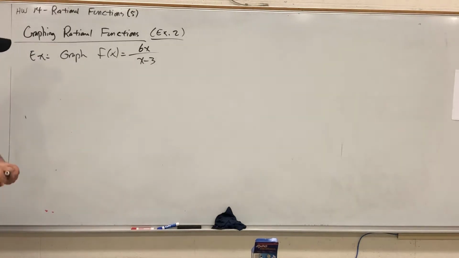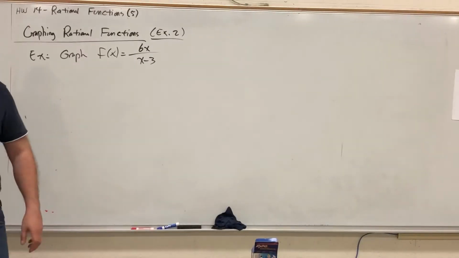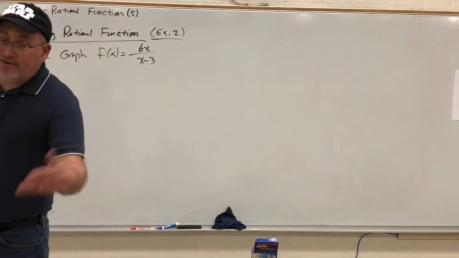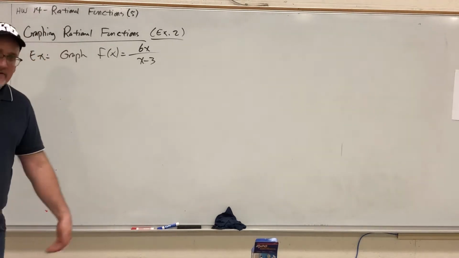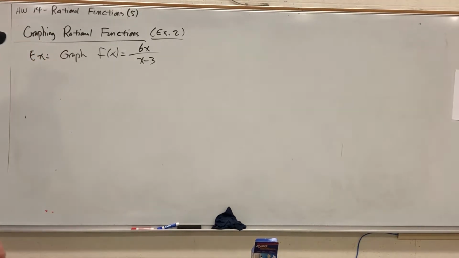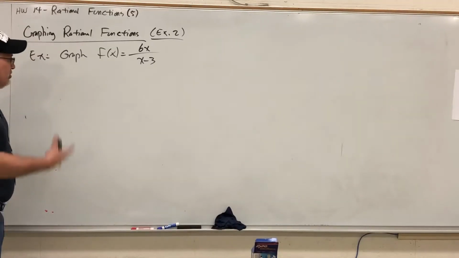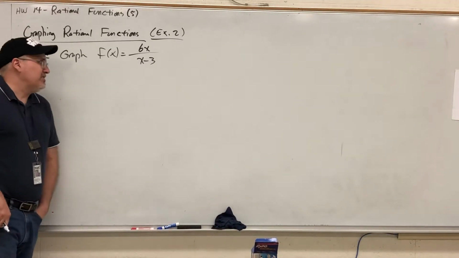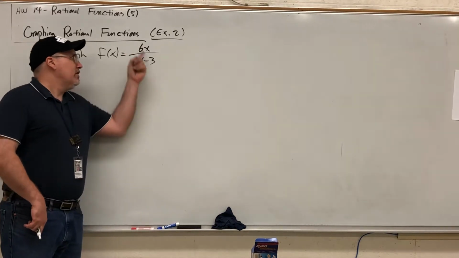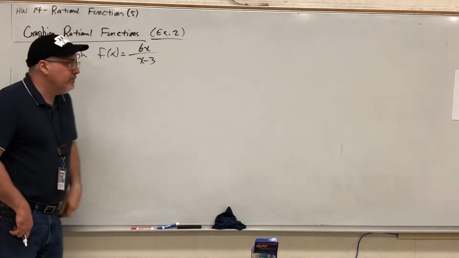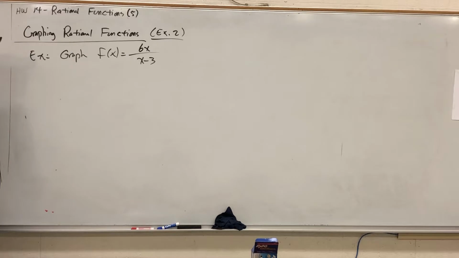Example 2. In the previous video, I naively said, let's do this one because I used it as examples earlier, and it got a little bit crazy, especially in the middle there. I probably should have started with a simpler one like this. And when I say simpler, I mean first degree polynomials on either side. Graph f of x equals 6x over x minus 3.